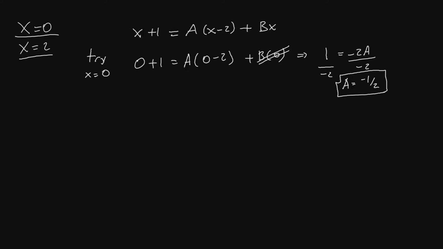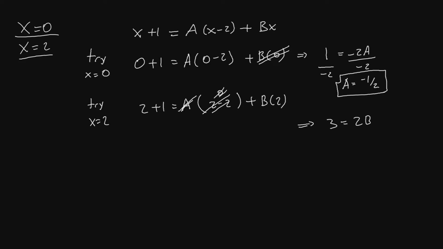Now let's try the other answer we got. When we try x equals 2, we'll have 2 plus 1 equals A times 2 minus 2 plus B times 2. However, 2 minus 2 is 0, and of course A times 0 cancels out as well. 2 plus 1, however, is going to be 3, equals 2B. If we divide both sides by that 2, we'll get B is equal to 3/2.